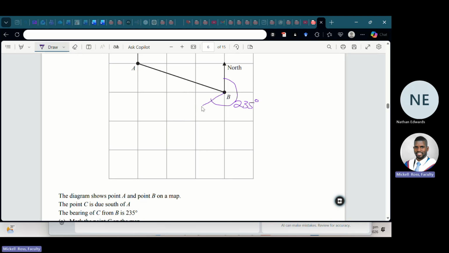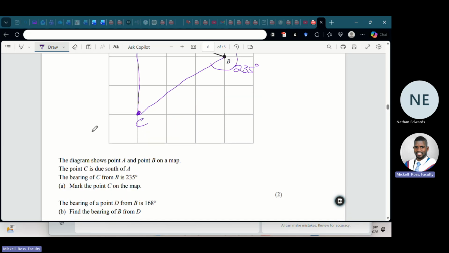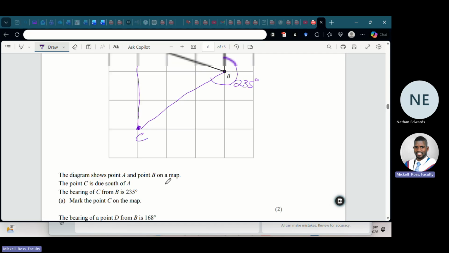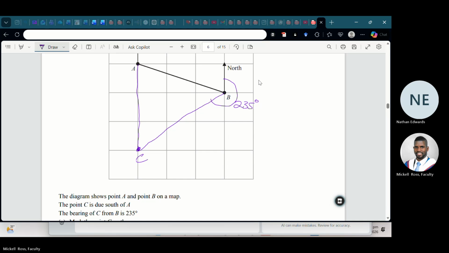So it is going to be somewhere down here because it is due south. So south means it's south, right? It's not due southeast or southwest, it's due south, all right? The bearing of point D from B is 168. So point D is going to be somewhere down here.